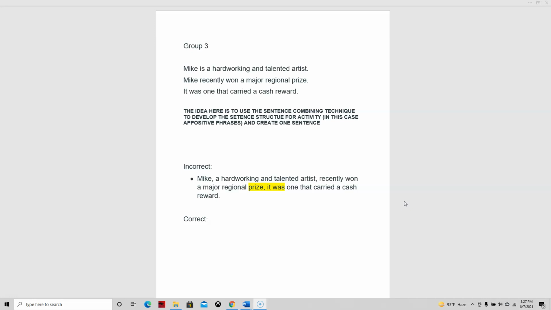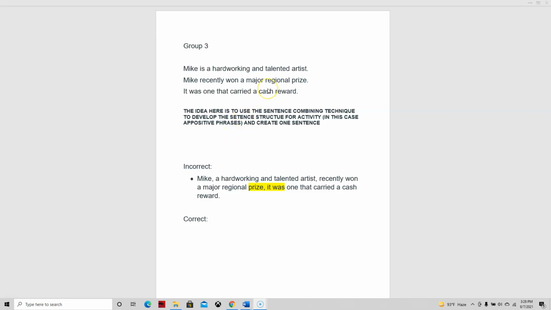So this is known as the sentence combining theory. There's a husband and wife that wrote a bunch of textbooks. I believe their name was Kilgallen, and I think William Strong was another one. But anyway, the idea is you are combining sentences to develop a sentence structure for the activity. In this case, we are working on creating sentences with appositive phrases. The other one you guys did was participle phrases. Then there were ones working on how to make compound constructions with semicolons and colons, and so on and so forth.